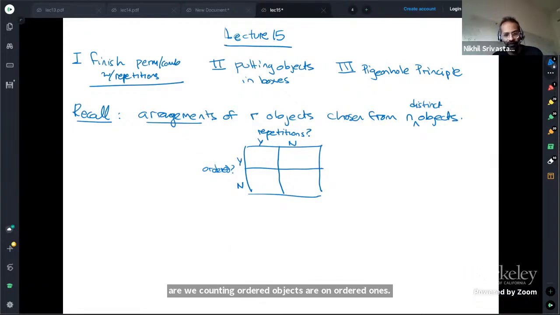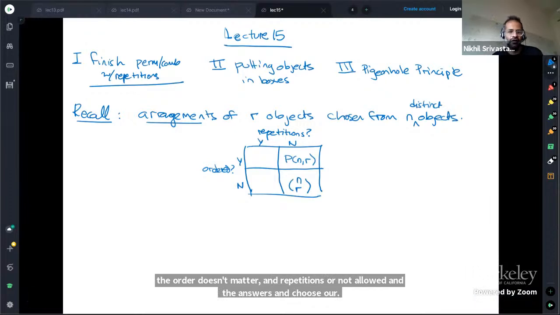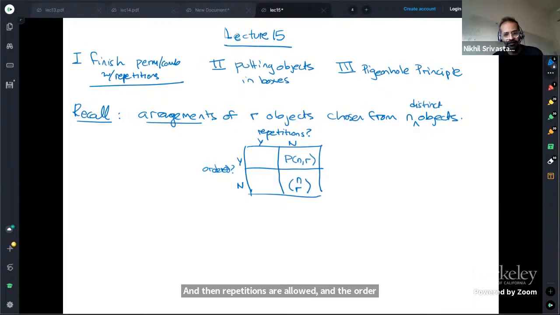If repetitions are not allowed, so all the R objects are distinct, and the order matters, then the answer is the number of permutations, P(N,R). If the order doesn't matter and repetitions are not allowed, then the answer is N choose R. If repetitions are allowed and the order does matter, then we figured this out in the last lecture. For each of the R positions in the arrangement, you have N objects to choose from, and by the product rule, you get N to the R. So this was quite simple.